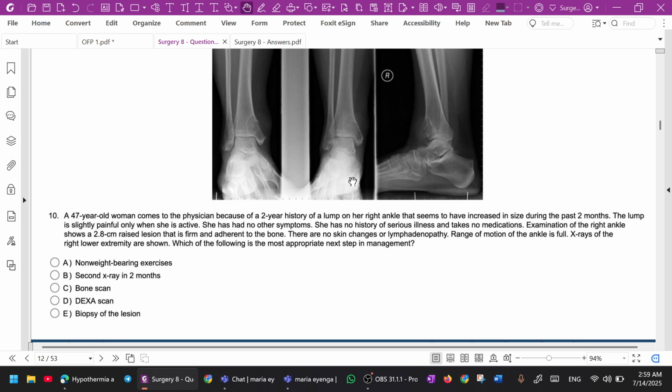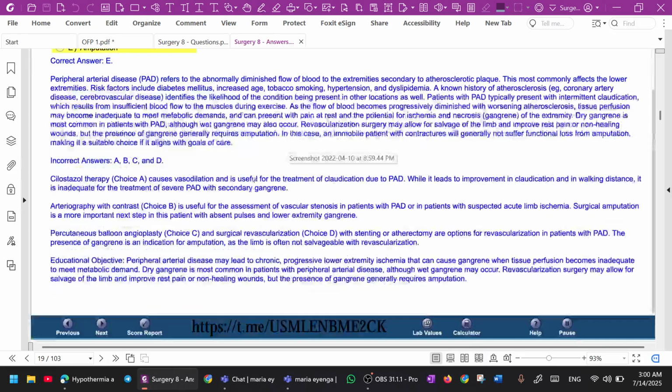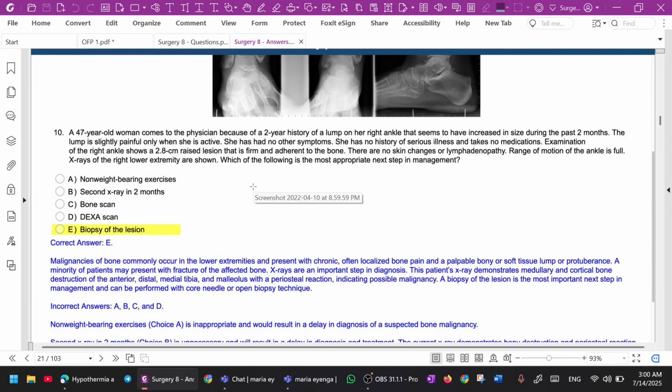Ready? Yes, should we do a biopsy? Malignancies of bone commonly occur in the lower extremities and present with chronic, often localized bone pain, a palpable bony or soft tissue lump or protuberance. A minority of patients may present with fracture of the affected bone. X-rays are an important step in diagnosis. This patient's X-ray demonstrates medullary and cortical bone destruction of the anterior distal medial tibia malleolus with periosteal reaction, indicating possible malignancy. A biopsy is the most important step and can be performed with core needle or open biopsy technique.